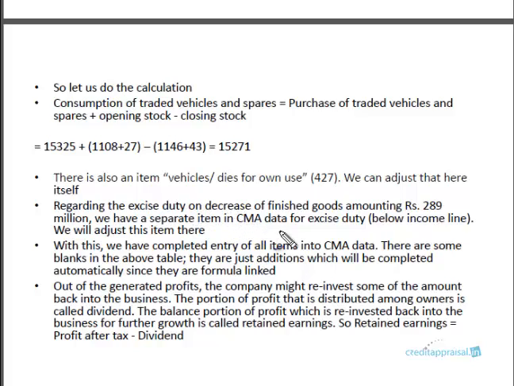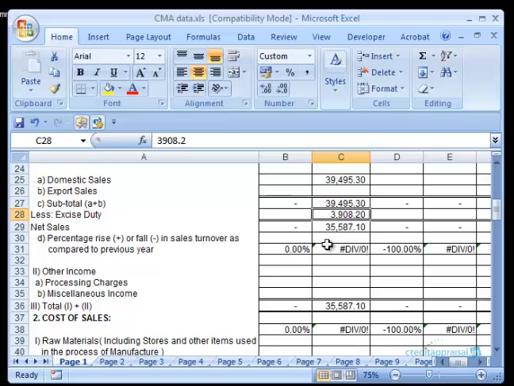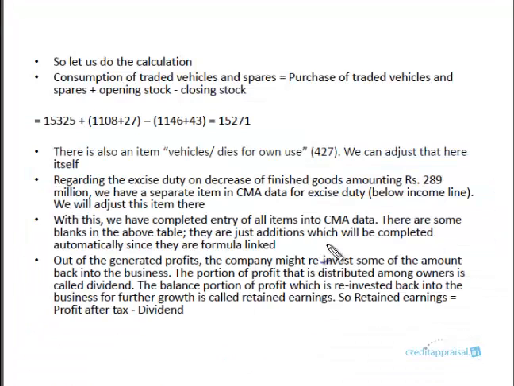But since we have an item called excise duty, gross sales less excise duty. So under this excise duty, let us have this adjustment. Let us put this figure 28.9 crores under that particular head. So minus 28.9. Let us have this adjustment here. We already had the entry for excise duty. We are now subtracting it by 28.9 to have that adjustment. So now the excise duty gets updated to 38,079.3 crores. So with this we have completed entry of all items in the CMA data.